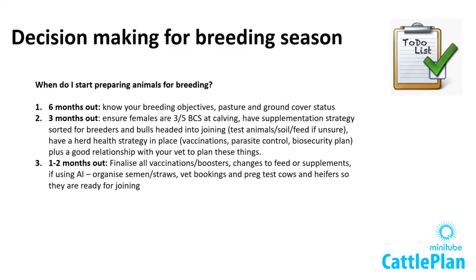So also at that time, if you are deciding to do AI programs or embryo transfer programs, get all the semen and straws organised. The genetics that you want may not be easily accessible, they might be overseas, so get that organised with time up your sleeve. And currently at the moment with COVID and transport, that can also take some extra time, so it's good to plan that a long way in advance.